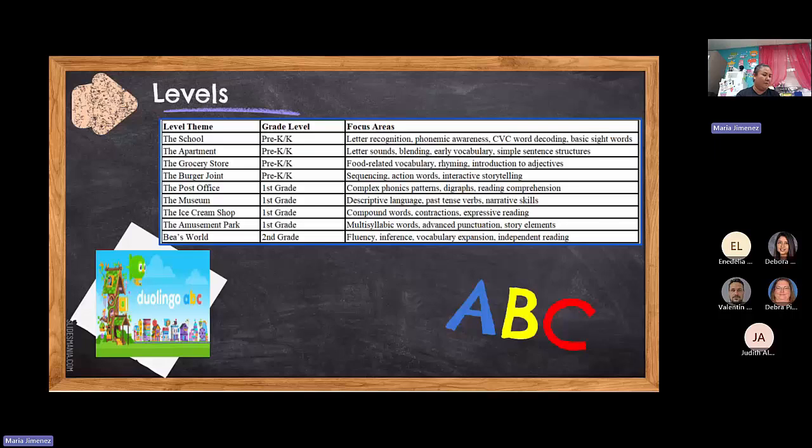And let me go back. As you could see, it starts gradually changing and doing more. It's aligned to the guidelines for pre-K, and then it goes into the TEKS for kinder through second. So second grade teachers are able to use this as well in their classrooms, or first grade, or basically anybody that has struggling students.